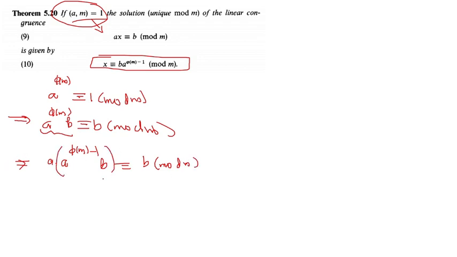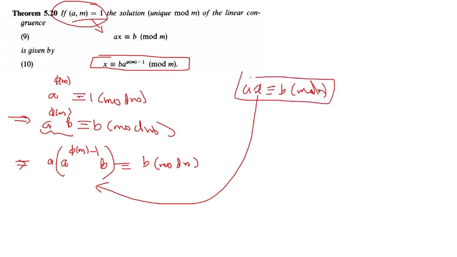Here we can see that, consider the congruence Ax congruent to B mod M. Since GCD of A and M is 1, it has a unique solution. Here instead of x we can write A raised to phi of M minus 1 into B. That is, A raised to phi of M minus 1 into B satisfies the congruence Ax congruent to B mod M. Therefore B into A raised to phi of M minus 1 is the unique solution of the congruence Ax congruent to B mod M.